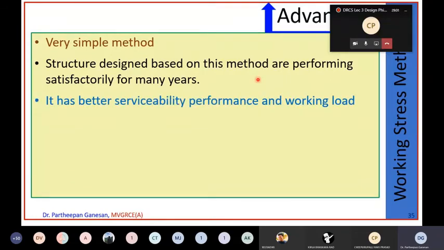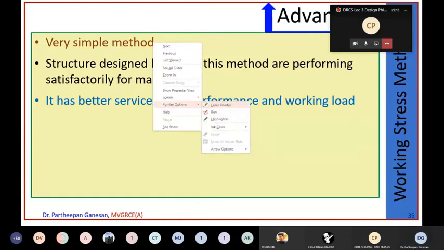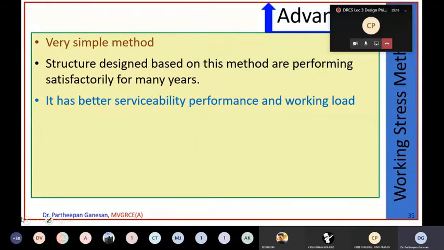Now, it has better serviceability performance at working load. What is the serviceability performance? Serviceability performance means there is no excessive deflection. For example, let us say this is a floor of your house, the roof floor, and this is the ground floor, and you have the first floor here. Now suppose this floor has become like this because of the load. Let us say this floor has deflected like this.